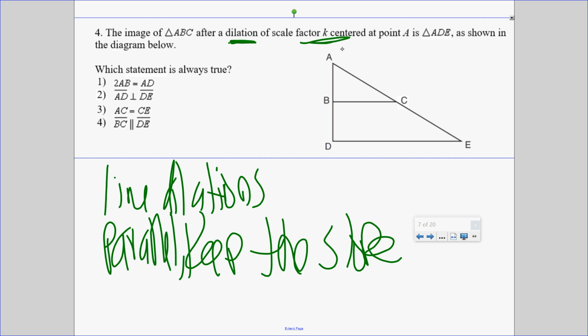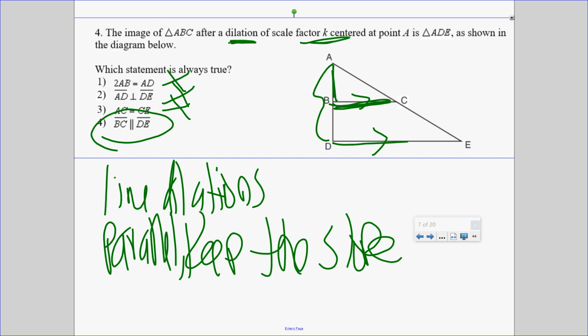So, do I know that 2 times AB is AD? No, I don't know that B is the midpoint. I don't know that the scale factor is 2, so I don't know that. I have no reason to believe that those are perpendicular. There's nothing that's telling me that. AC and CE are the same. Again, it doesn't say that it's the midpoint, but I do know that when I dilate a line, the image is always parallel.